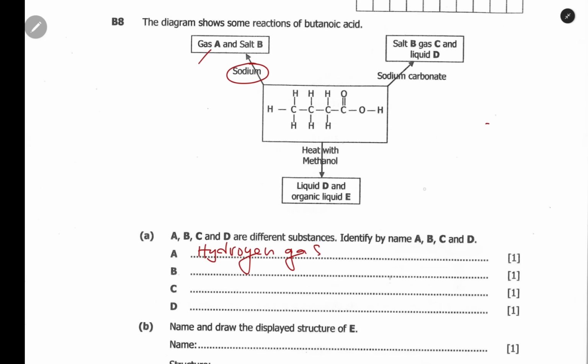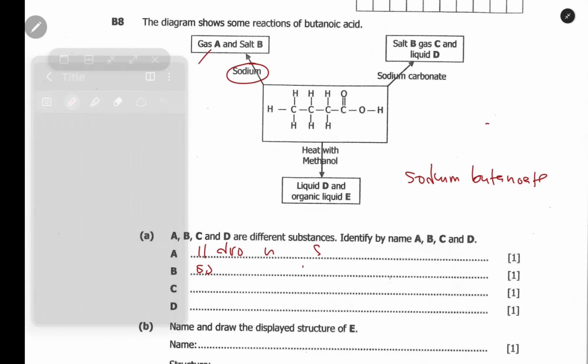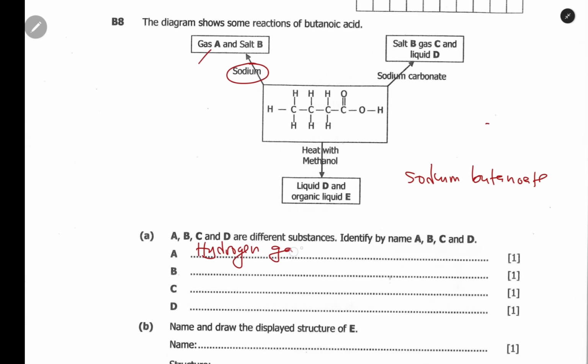Okay, then substance B is a salt. Now, butanoic acid and sodium form what we call sodium butanoate. Let me just write this properly. This is hydrogen gas. This is the sodium butanoate.